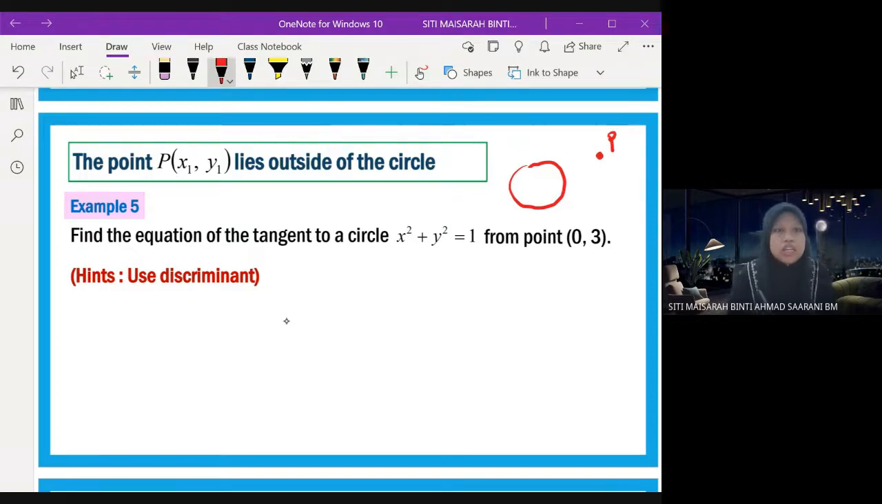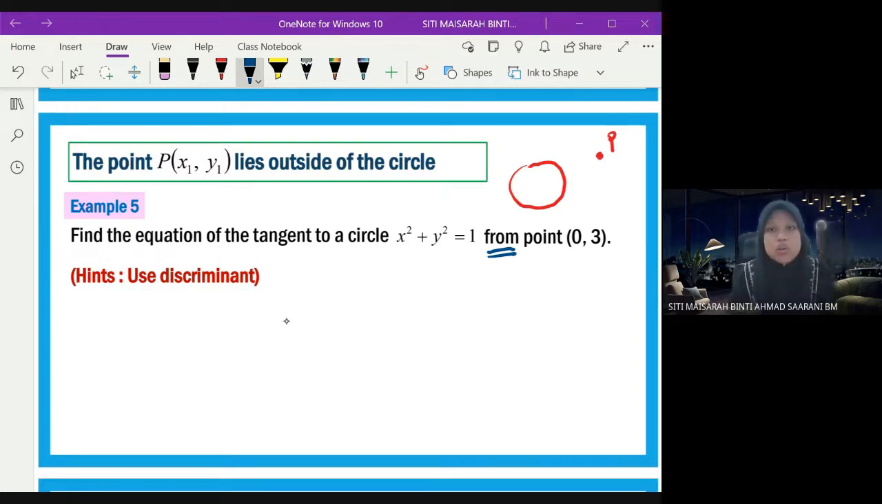So, jadi, soalan dia masih involving dengan equation of tangent. Maksudnya, kalau tengok soalan example 5 ni, find the equation of the tangent to a circle from point (0, 3). Dia ada perkataan from point (0, 3). This is point P lah. So maksudnya daripada point P ni awak kena garis sampai dia sentuh bulatan.